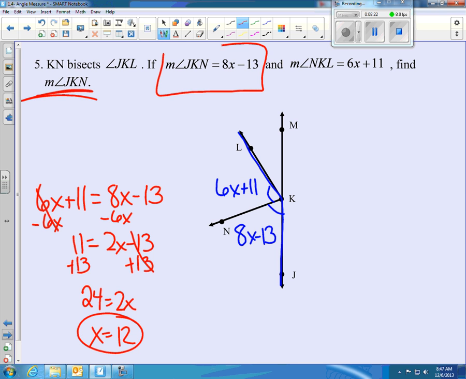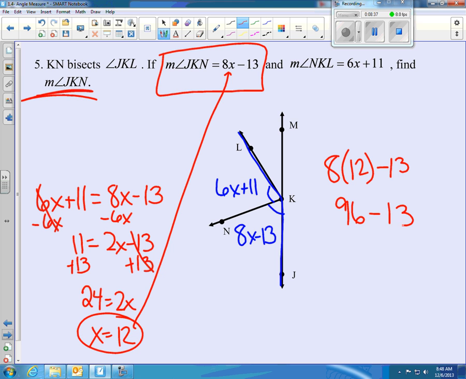Now this isn't our solution because we asked for the measure of JKN. JKN uses this formula. So we're going to plug our x back in. So we have 8 times 12 minus 13. 8 times 12 gives us 96, and minus 13. So that tells us the angle of JKN is equal to 83 degrees. And because we're talking about angles, we're going to use that degrees symbol. Make sure you put that degrees symbol on there. That's our label, just as if we would need to label with inches or feet or miles or seconds. It's the same type of label.